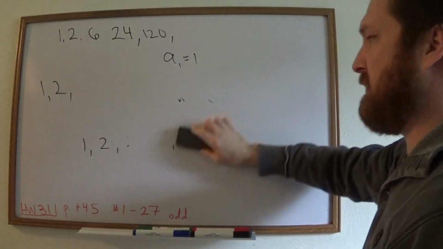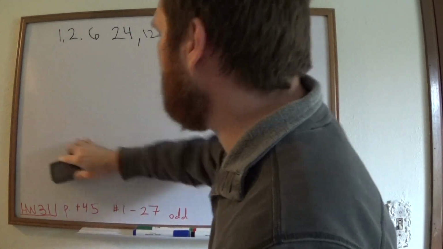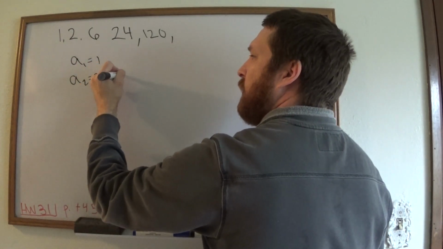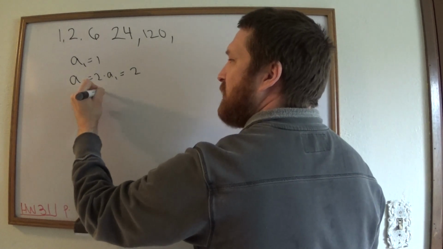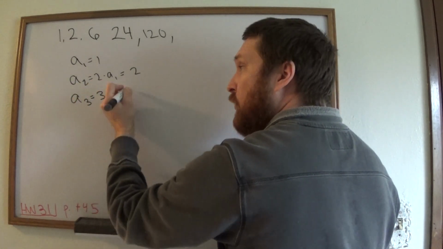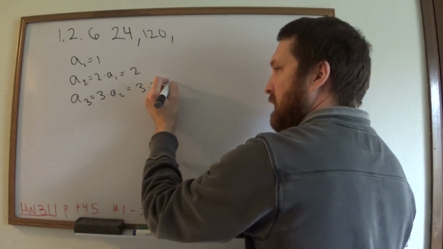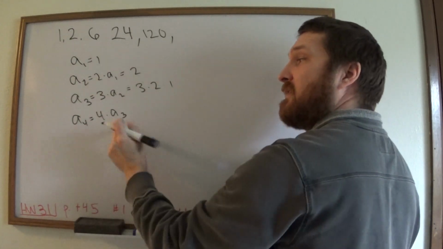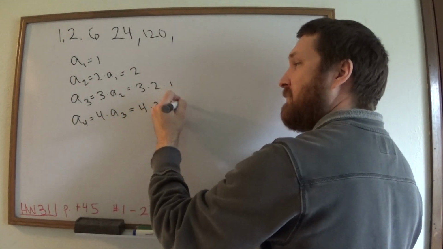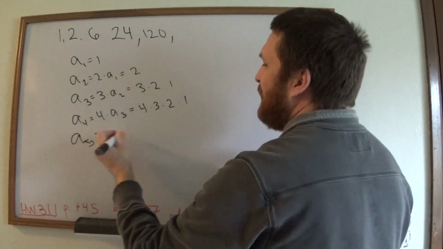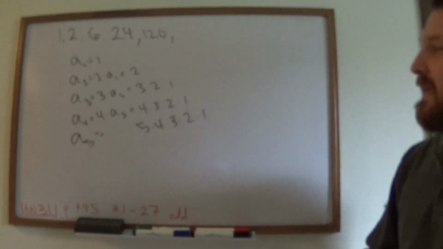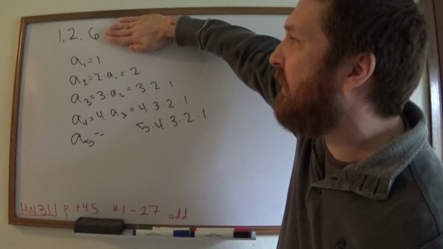My whole point with all of this was, just to be clear, what I was saying here is that we started with A1 was 1. Then A2 was 2 times A1, which was 2. Then A3 was 3 times A2, which was 3 times 2 times 1. And then A4 was 4 times A3, the previous one, which is 4 times 3 times 2 times 1. Then A5 would be, you guessed it, 5 times 4 times 3 times 2 times 1, and so on and so forth.